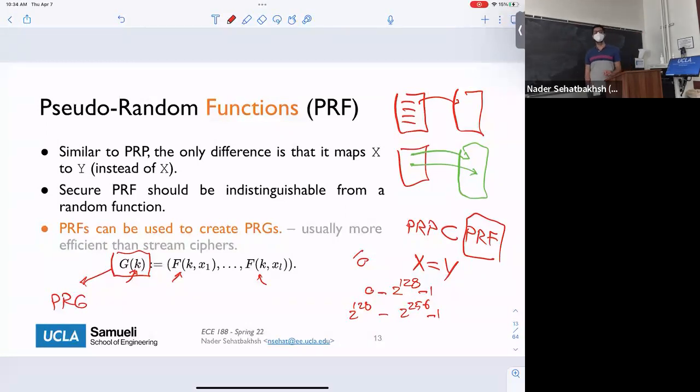So I don't think different inputs from X1 to XL. No, these are just different. You can think about it as different random numbers that we feed into our function.